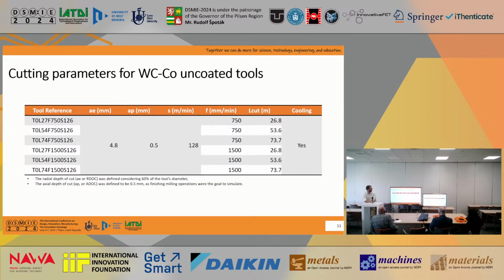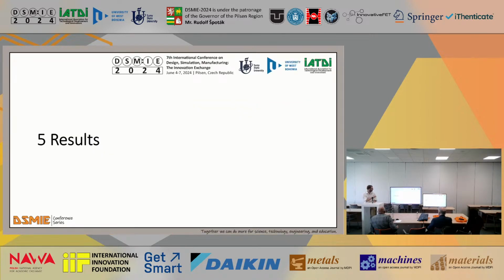The cutting parameters, they are separate. They are similar to the coated and the uncoated tools. For each tool reference, there were 3 tools used, and then we managed to conduct a statistical analysis to perform the median value for the surface roughness. Here are the cutting parameters for the coated tools, but as you can see, they are similar.